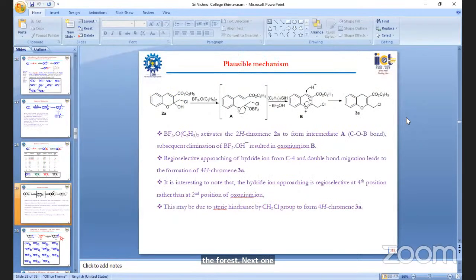Yeah, this is the mechanism where I have shown how BF3 etherate is helping to convert 2H-chromene to 4H-chromene. Next, sir. It is forming the oxonium ion, then eliminating the water, with hydride approaching from C4 rather than C2. Then water is eliminated and it gives the compound. Next one, sir. Next slide, please.